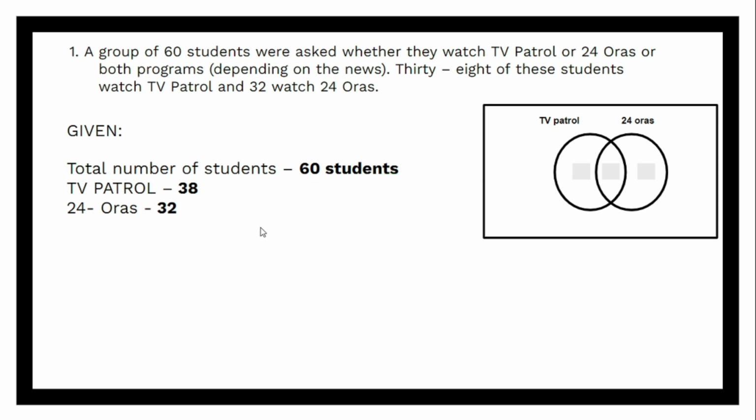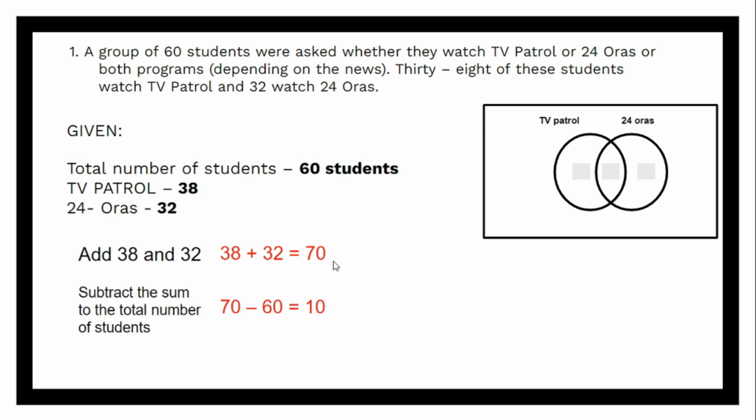So, gawin natin yung ginawa natin kanina. So, we have the total of 60 students. So, i-add natin yung 38 at 32. So, di ba, sobra siya sa total number of students. The answer is 70. Ngayon, to si 70 na to, 38 plus 32, that's 70. I-subtract naman natin yung 60 mula sa kanya. So, we have 70 minus 60.